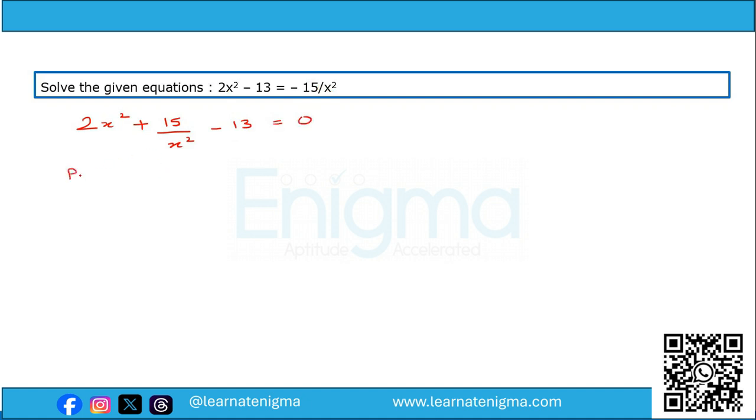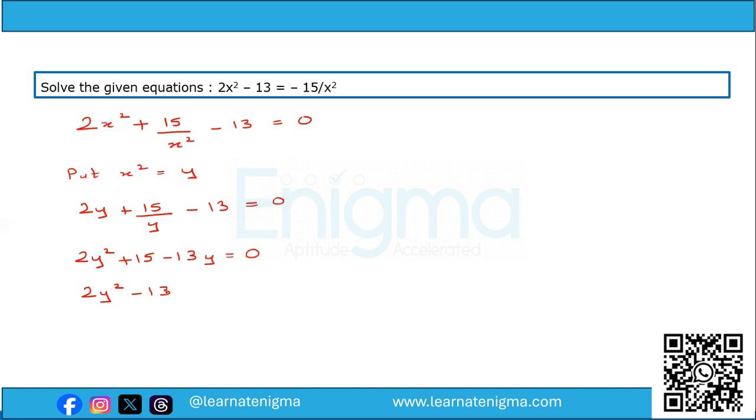Now, if we put x² = y, we will have the equation as 2y + 15/y − 13 = 0. Now, if we multiply throughout by y, we will get 2y² + 15 − 13y = 0. Rearranging it, we will get 2y² − 13y + 15 = 0.